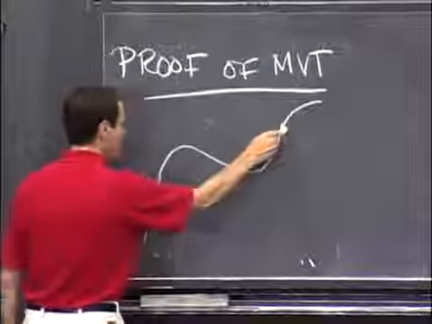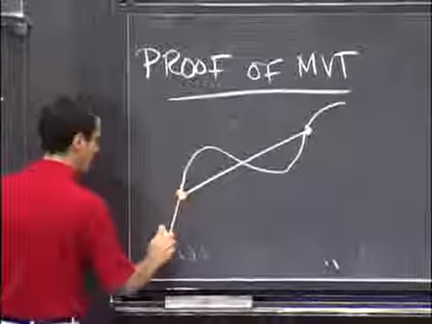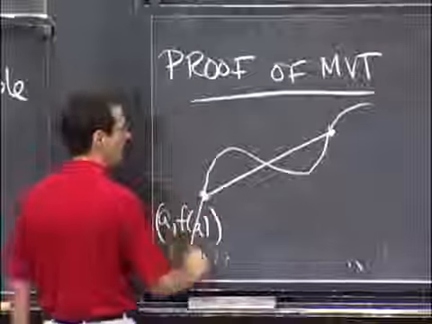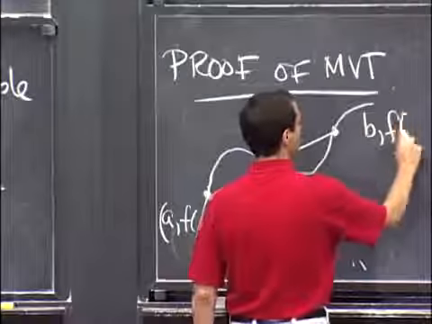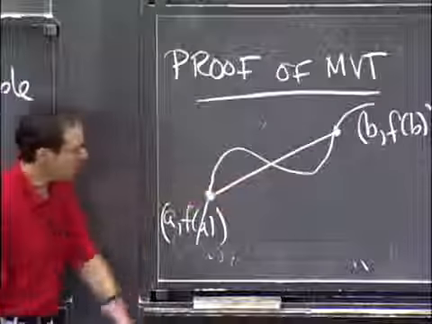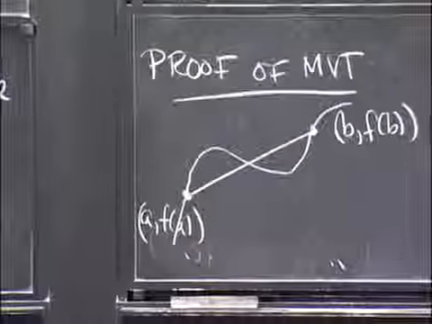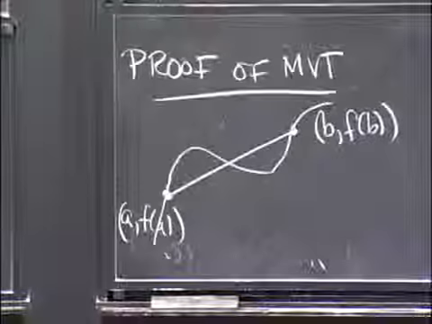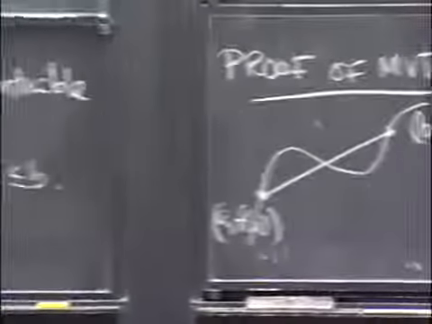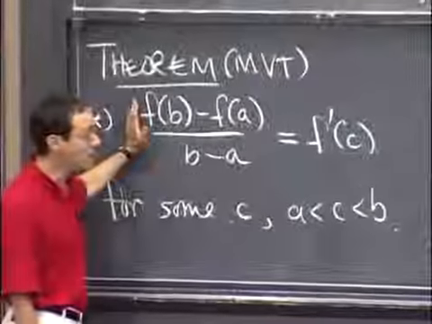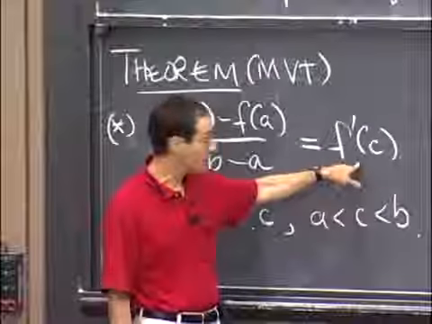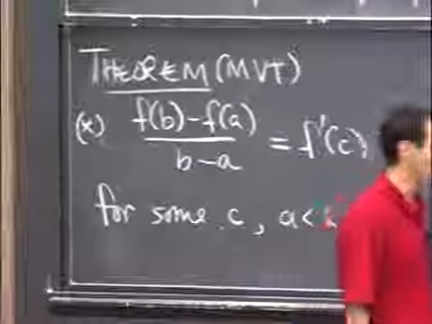And this line here is the secant line. So this is A comma f of A down here, and this is B comma f of B up there. And this segment is the secant, and its slope is the slope that we're aiming for. The slope of that line is the left-hand side of this formula here. So we need to find something with that slope. And what we need to find is a tangent line with that slope, because what's on the right-hand side is the slope of a tangent line.